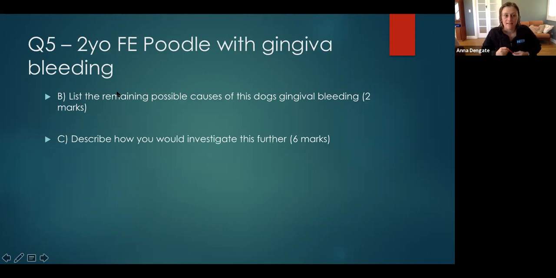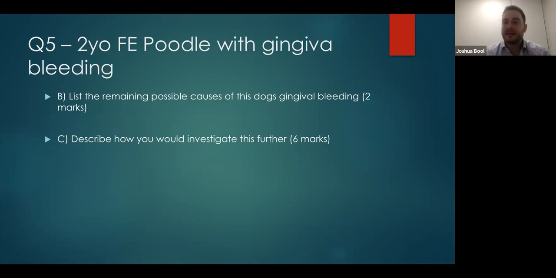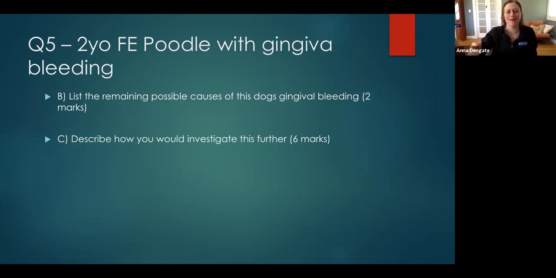So section B: list the remaining possible causes of this dog's gingival bleeding. Two marks, so you want to do two answers. Thrombocytopathias and von Willebrand factor deficiencies. Very good, Josh. I'm so proud. Vasculitis, I would have taken a mark for it, but it's very unlikely in such a well dog with no evidence of systemic inflammation. So they're the two for sure.